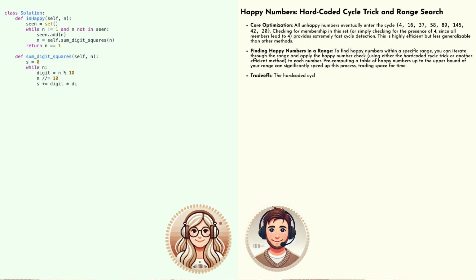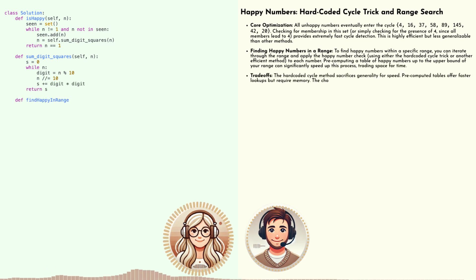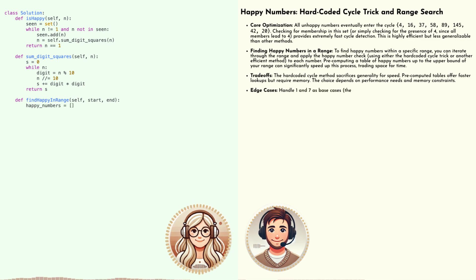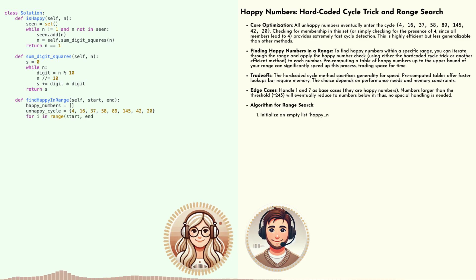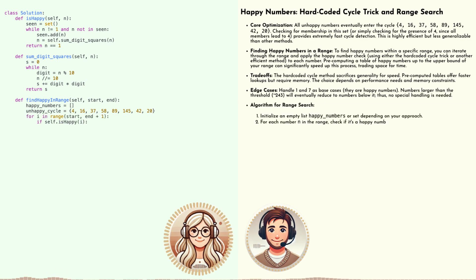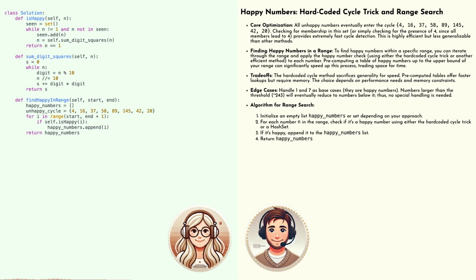So our isHappy function is still there. But this time, no hash set, no pointers. We've just got a loop that keeps running as long as our number isn't 1. Still looking for that happy ending. Right. But inside this loop, we do something special. We check if our number is one of those specific unhappy numbers from that one and only cycle. 4, 16, 37, you know the drill.